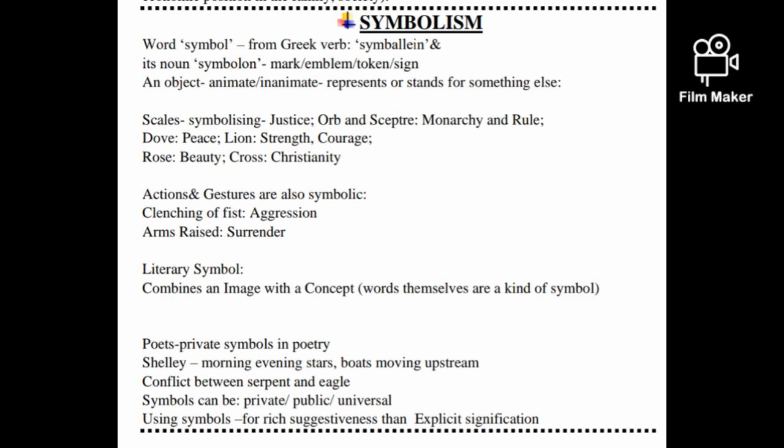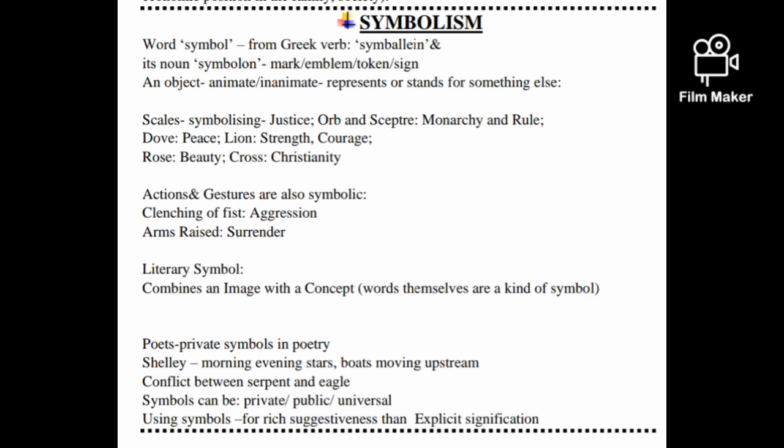Okay, and now here, just wait. The continuation: using symbols rather than explicit signification. That is the term you see there. What do you mean by explicit signification? Implicit and explicit, those are the two terms we always have. Explicit means something highly open. So symbols are not used as something explicit. It is something implied. We have to think and find out the significance of using these two concepts there. Okay, so this is the way symbolism works out.